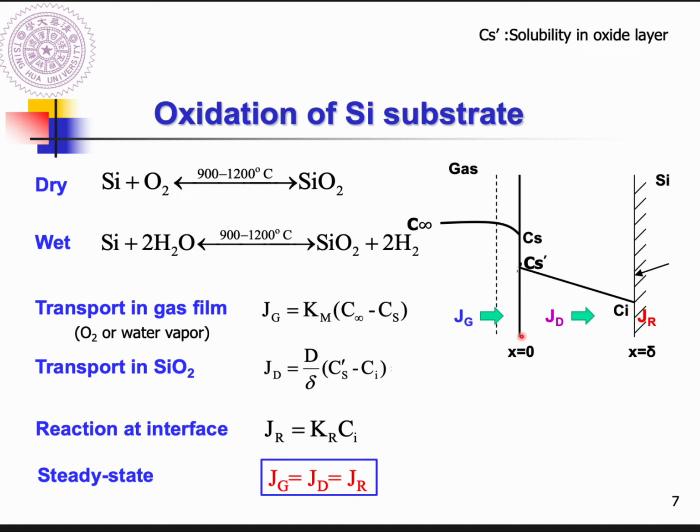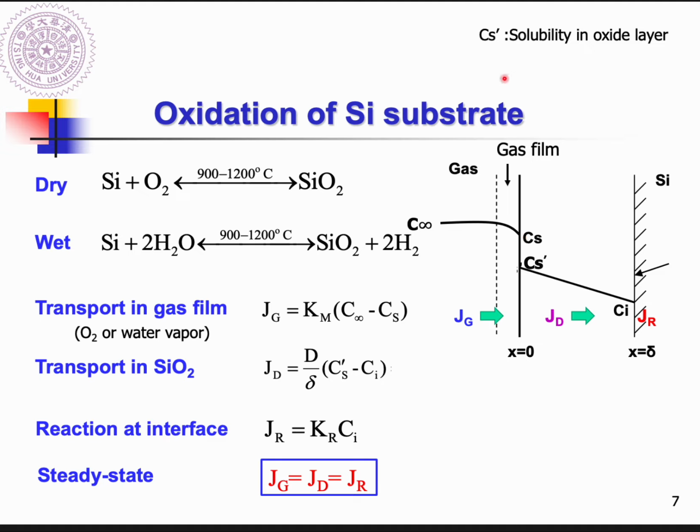Okay, so when I plot the concentration of oxygen, it will be C infinity, the concentration of oxygen, which remains constant in the gas phase. Because this is a gas and this is the silicon substrate, a solid phase, in between there's a gas film layer. There's some resistance in the gas phase, so you can observe a slight decrease in the concentration of oxygen, and when it arrives at the surface of the silicon substrate, the concentration will drop to Cs.